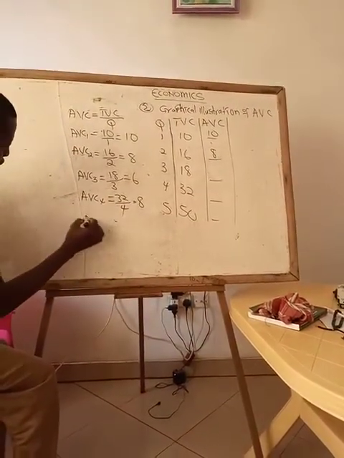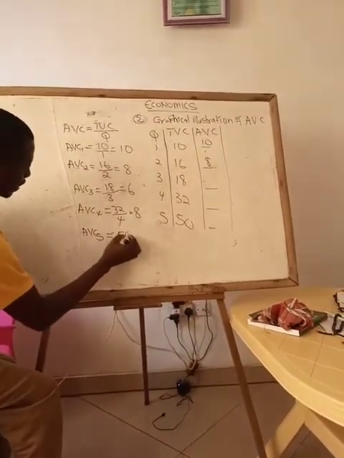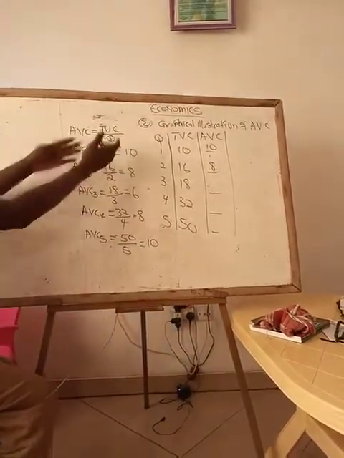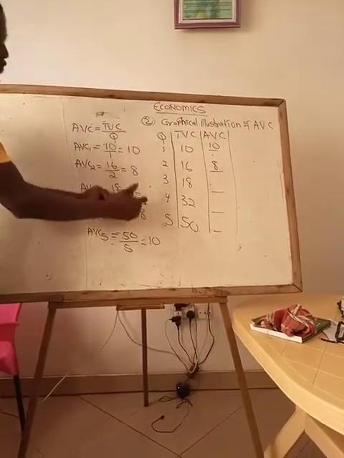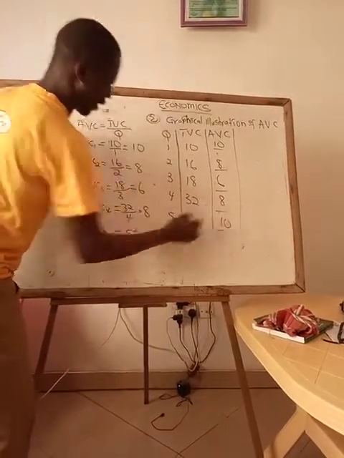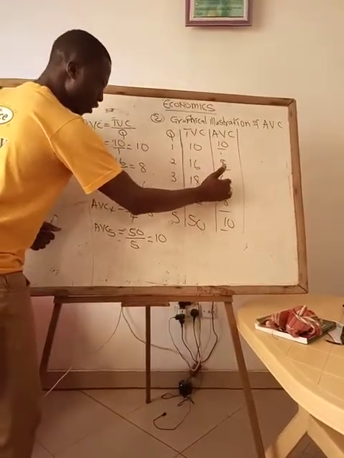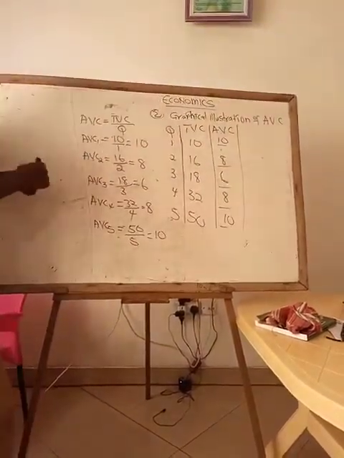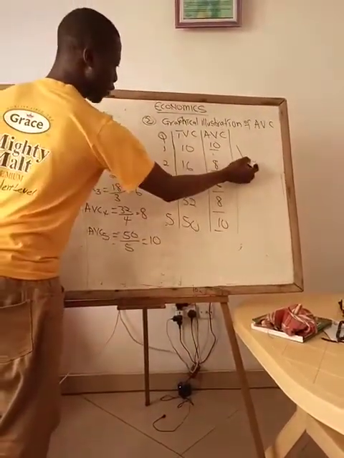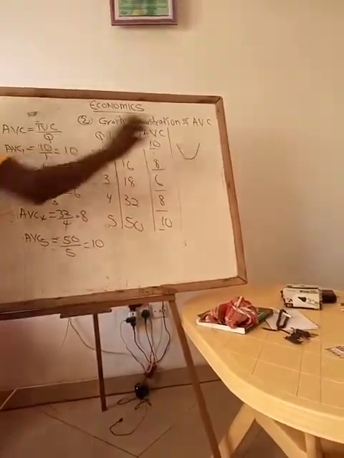And then average variable cost when output is 5 will be equals to 50 divided by 5, which will give us 10. So again, look at the figures of the average variable cost. So we have 6 here, we have 8 here, we have 10 here. You realize that it started at 10, then it started dropping to a lowest point of 6 and it started rising again. So it means it's going to look like this. It's going to fall, it will then reach a minimum point, and after that it will begin to rise again. So it's going to be like a U shape.